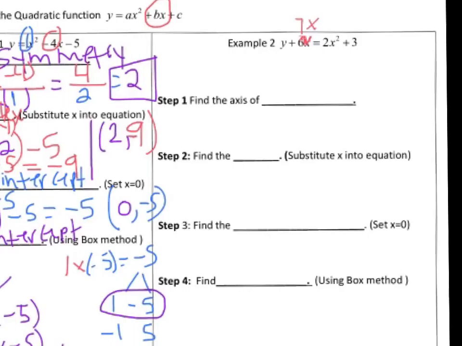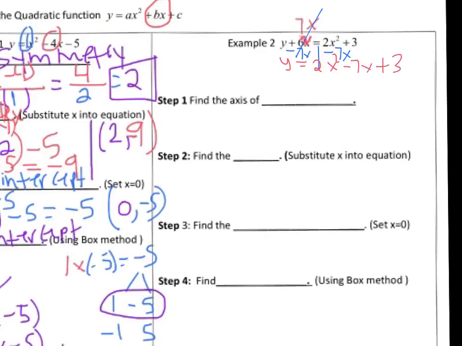So before we even do step 1, we have to set this quadratic function into standard form, which is y equals ax squared plus bx plus c. And currently right now, the y is not by itself, the 7x is with it. So before we go anywhere or do anything, let's move this 7x over. To move that, I'm going to subtract 7x from both sides. On the left side, it's going to cancel. And we're left with just y is equal to 2x squared minus 7x plus 3.